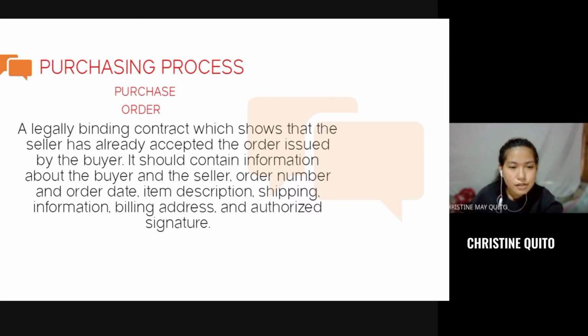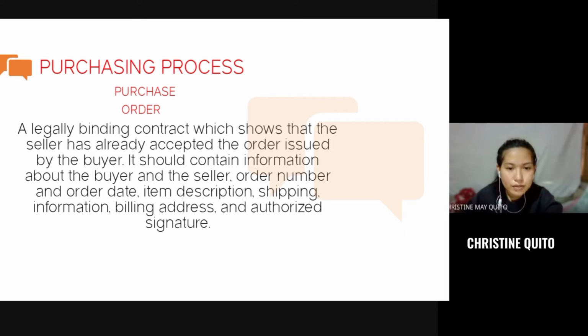Purchasing process, purchase order: a legally binding contract which shows that the seller has already accepted the order issued by the buyer. It should contain information about the buyer and seller, order number and order date, item description, shipping information, billing address, and authorized signature.